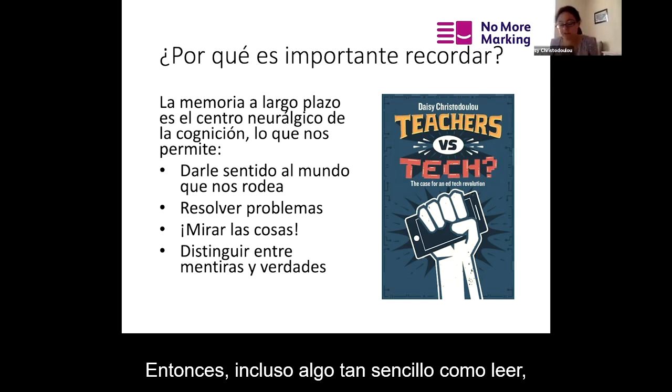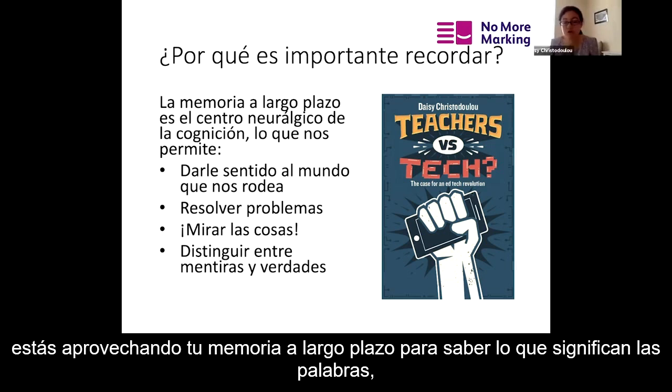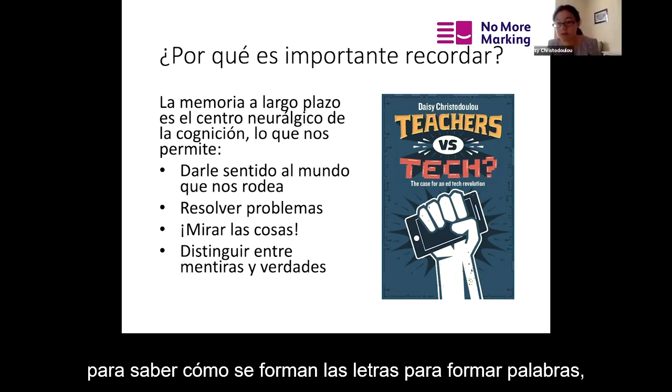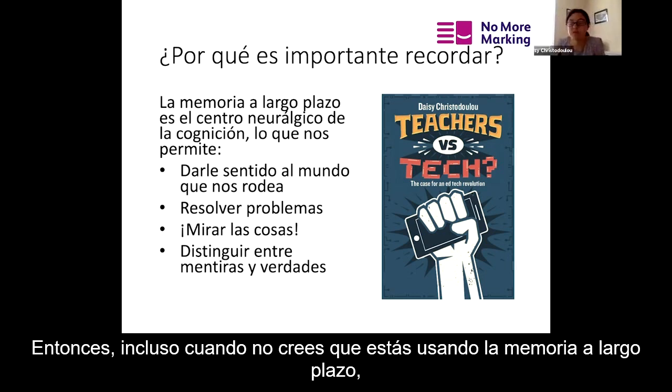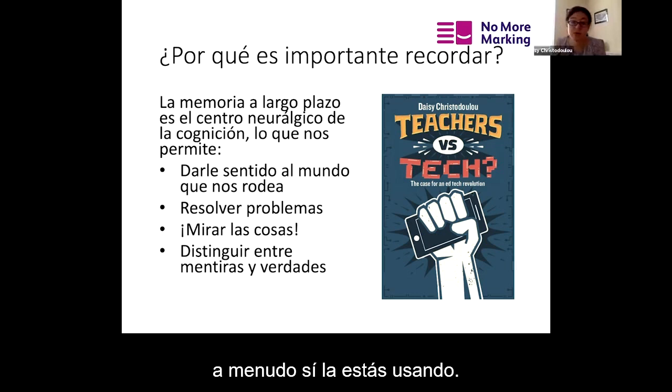So even something as straightforward as reading, when you're reading a text, you're drawing on your long-term memory to know what the words mean, to know how the letters form together to make words, to know how the story that you're reading fits in with other stories that you've read. So even when you don't think you're using long-term memory, often you are.